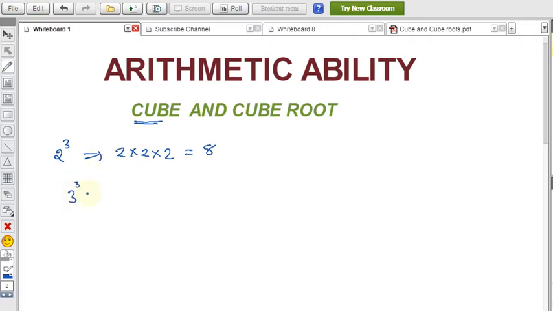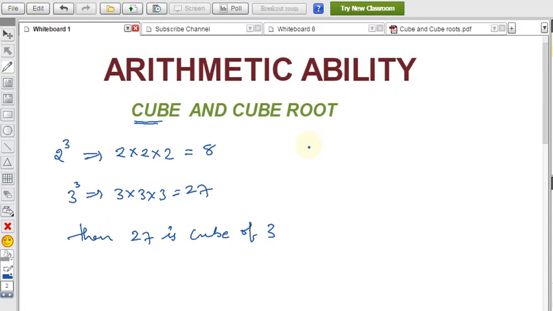3 power 3. That is 3 into 3 into 3. This is a 9, 9 3s are 27. So then we can write 27 is the cube of 3. So that is a cube.